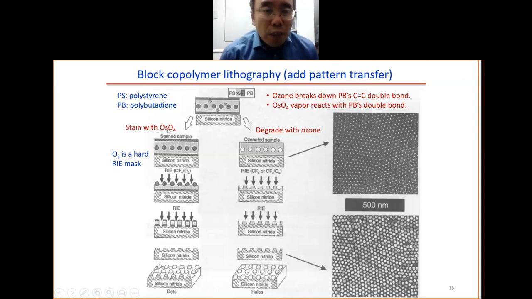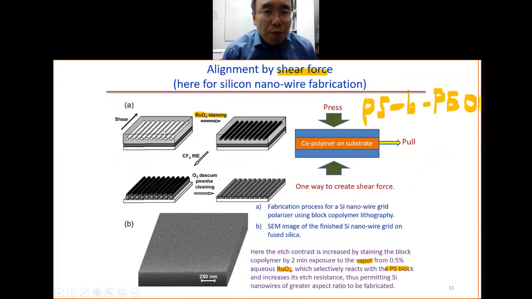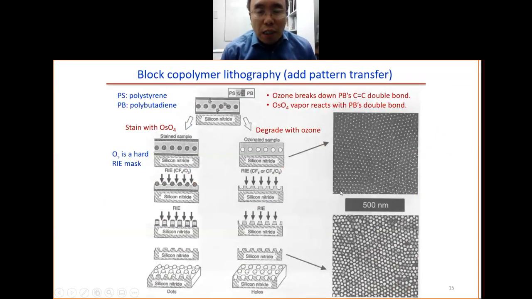Another way is to use this OsO4. This one can stain the polybutadiene double bond. So the metal here, the Os is also a metal. This metal will go to this polybutadiene place. Then you do the pattern transfer, you etch away. This one has the metal here, it cannot be etched away. So in the end, you get the dot pattern. Now here, this OsO4 has a similar role to this RuO4. So they play the same role. So then you get the pattern here.